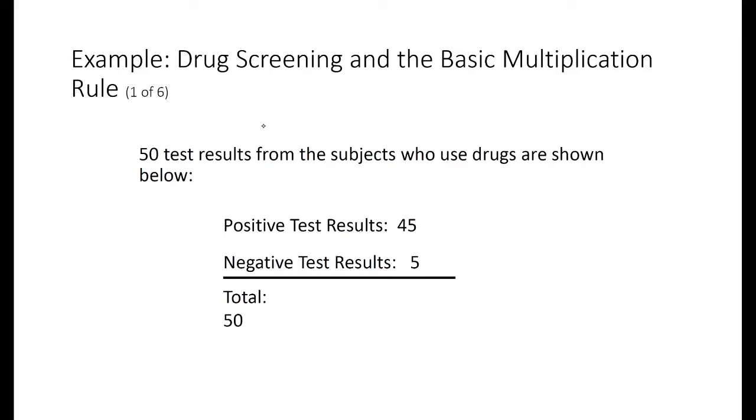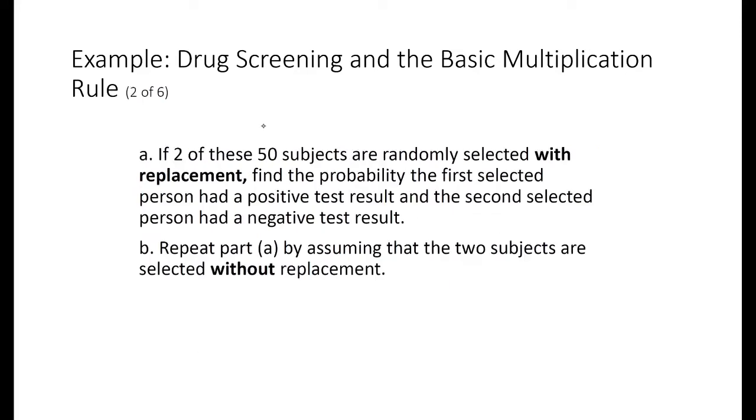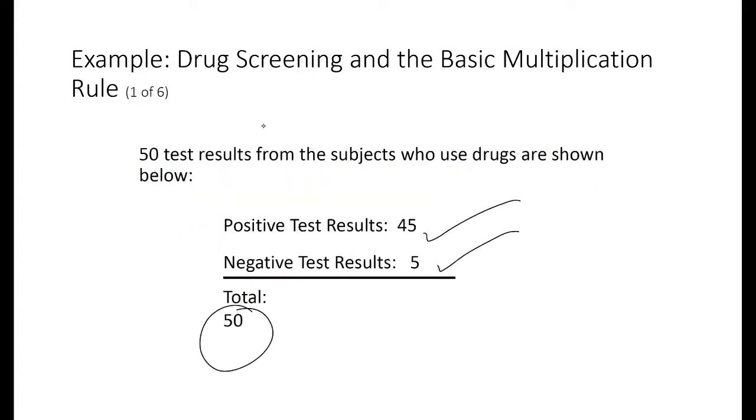Fifty test results from subjects who use drugs are given here. Out of 50, 45 of them have a positive test result and 5 of them have a negative test result. So the total number is 50. Now the question is, if 2 of these 50 subjects are randomly selected with replacement, which means the events will be independent, find the probability that the first selected person had a positive test result and the second selected person had a negative test result.